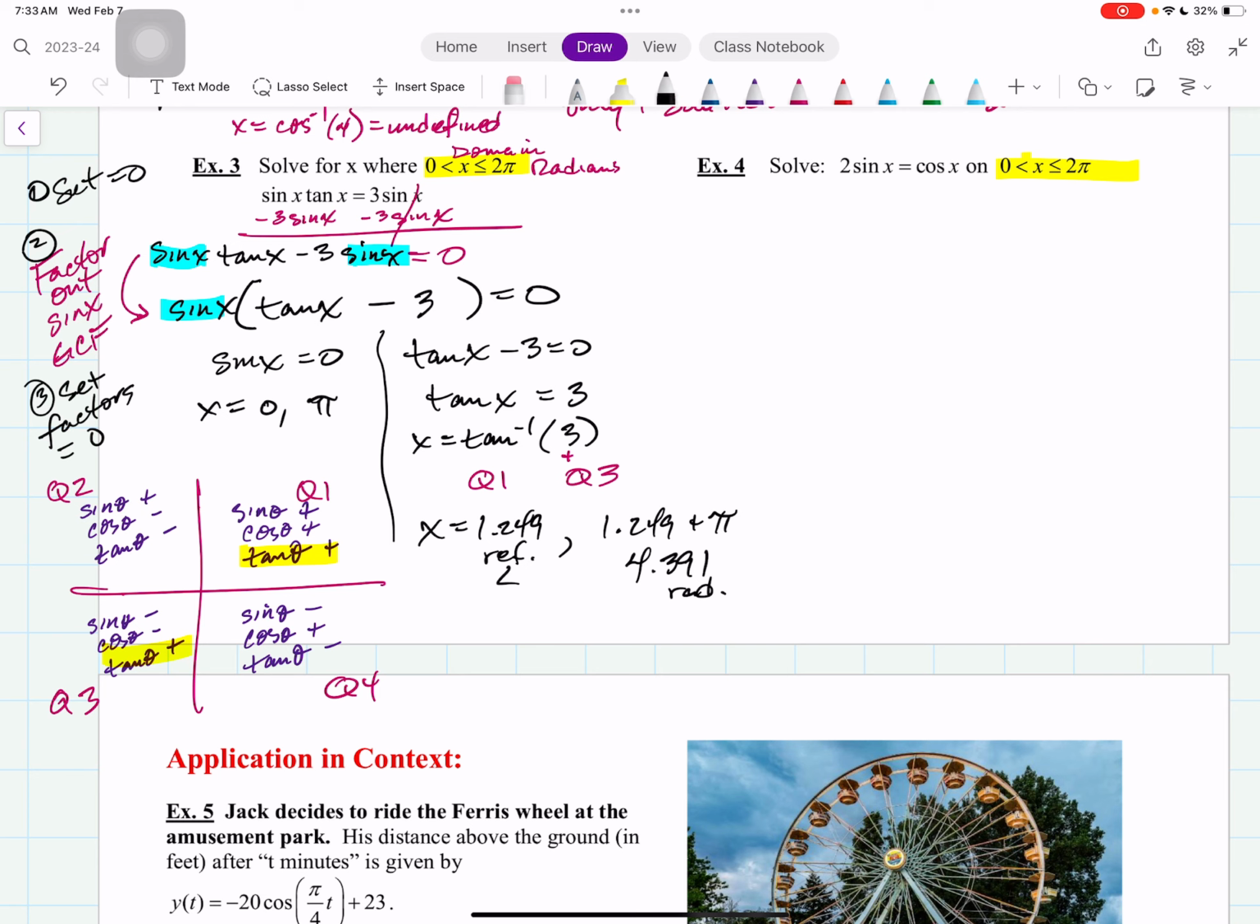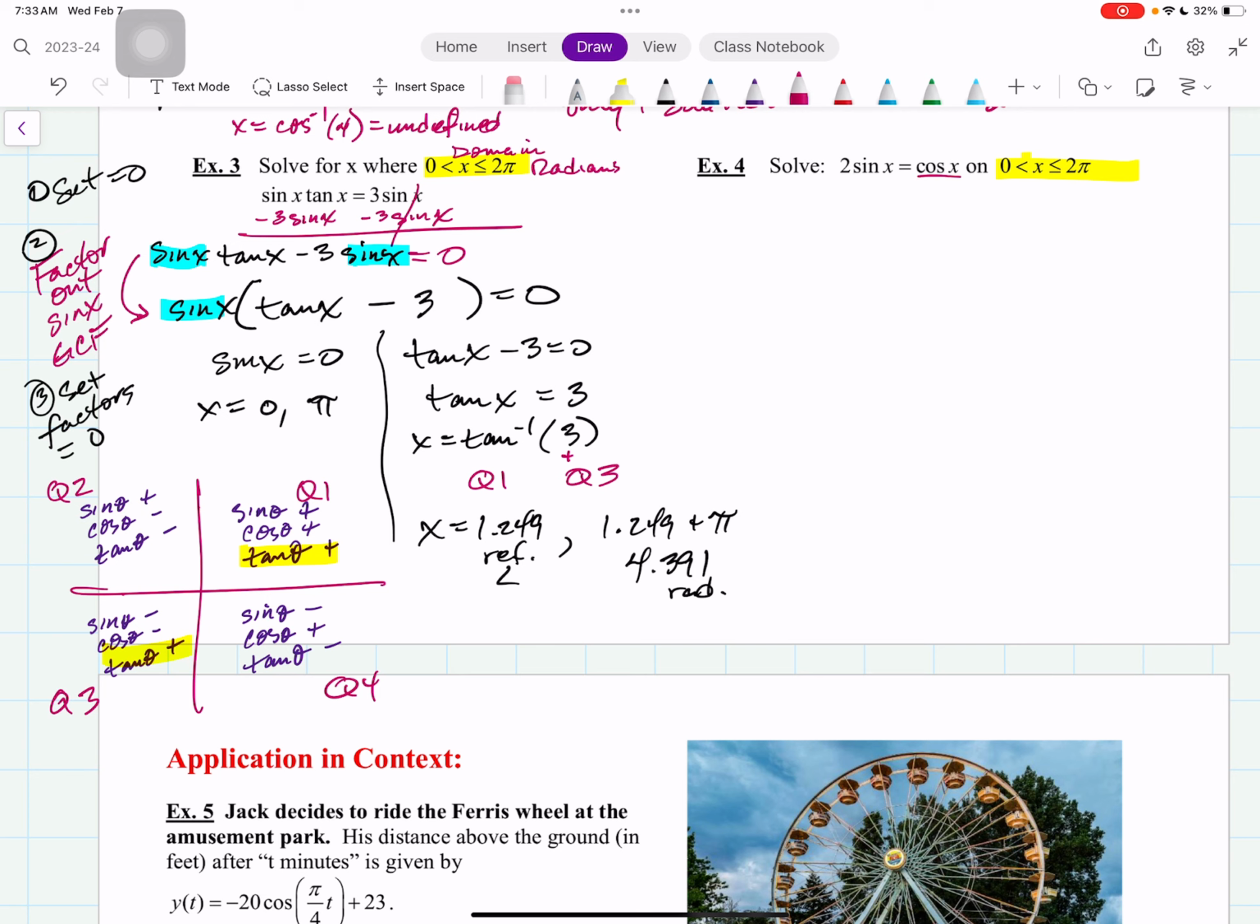Okay. Before we do that, let's create one function. We want one function only. We don't want two different functions. And that's easy to do if we get creative here. Instead of subtracting by cosine, let's divide by cosine and form a new function.